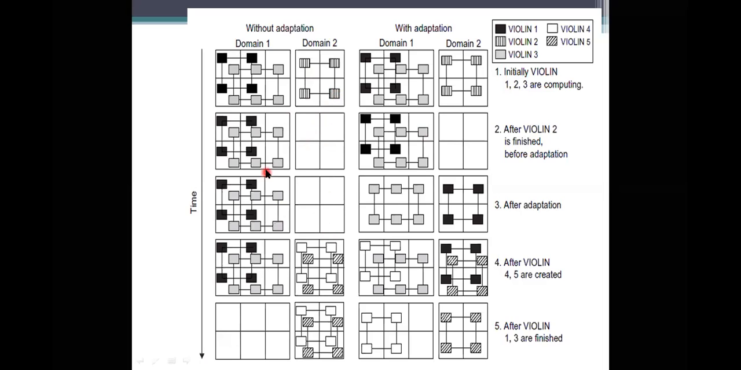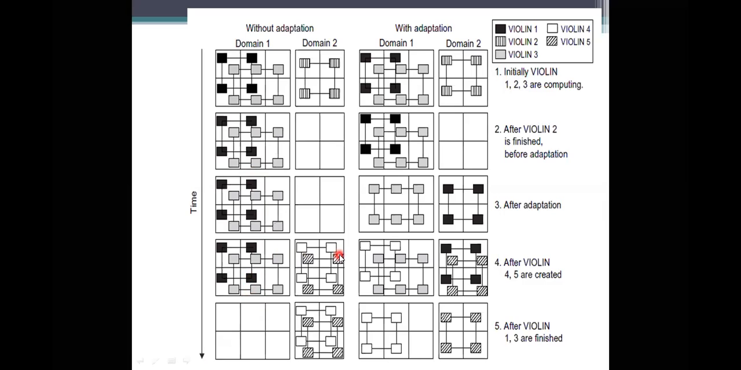Okay, so here, without adaptation means we are allowing the system, these 4 blocks, to take care of violin 1 and then violin 3. So there is no possibility of executing 2 systems on a single node here. That's why, from the start until the end of the time, they are just waiting only.